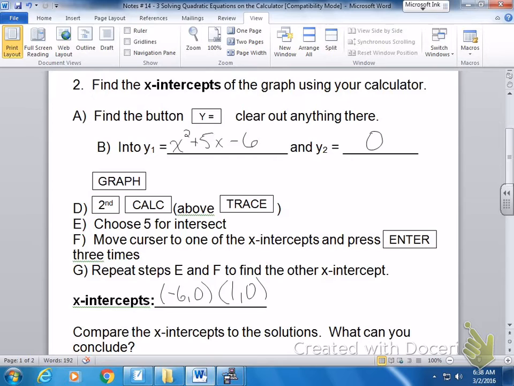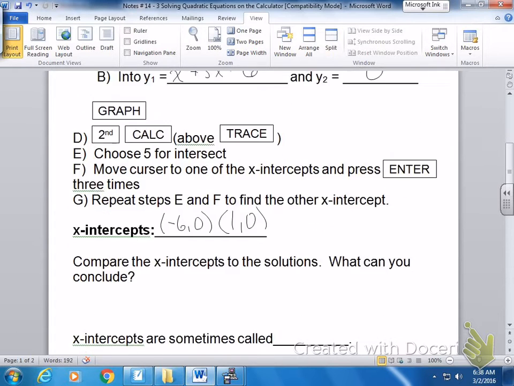So we found our intercepts. That was a little bit easier than using the swing method. It's definitely easier than using quadratic or completing the square. Let's go to the next part.